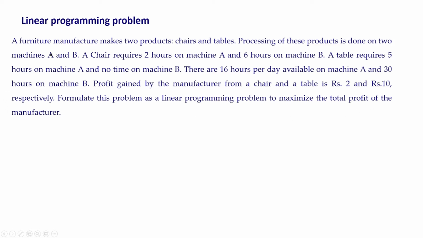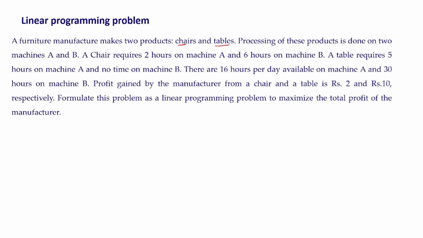So here we can see that a manufacturer makes two products, chairs and tables. And the processing of these products is done on machines A and B. A chair requires 2 hours on machine A and 6 hours on machine B. And a table requires 5 hours on machine A and no time on machine B. And 16 hours are available on machine A and 30 hours are available on machine B in total. The profit for a chair and a table is also given. Now we need to formulate this problem to maximize the total profit of the manufacturer.